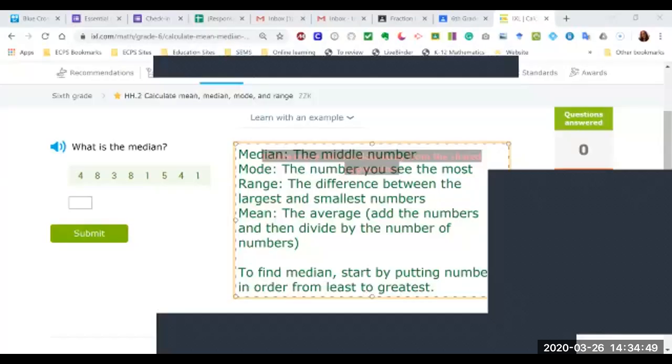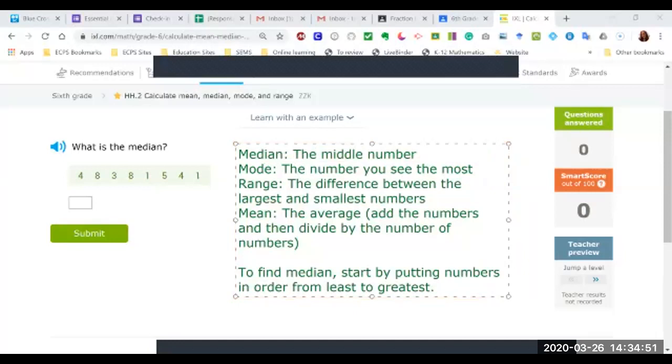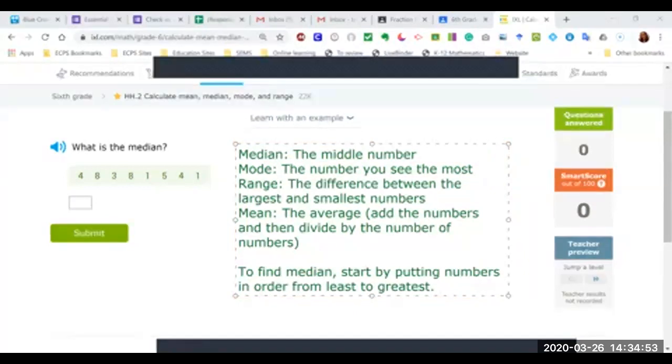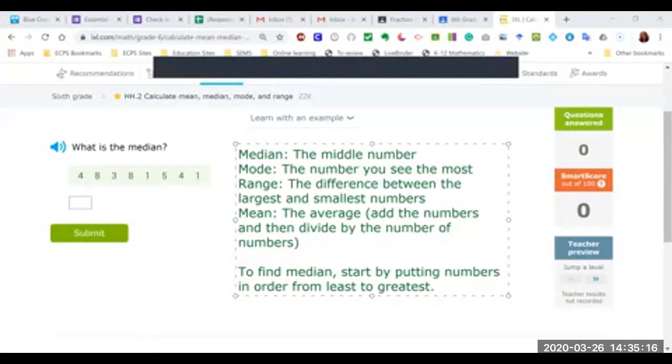Recording. Okay, so we're going to start going over mean, median, mode, and range today. The very first thing I wanted to do was go over what each of those were. The median is just the middle number. Mode is the number that you see the most, and the way I remember that one is that both most and mode start with an MO. Range is the difference between the largest and smallest numbers, and your mean is the average.